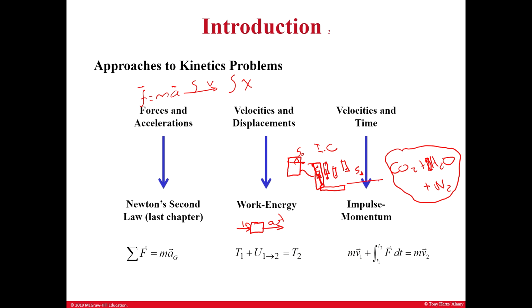Okay. Now, the velocity and time, because you're going to move this car forward or backwards, and that takes time, so there's going to be a velocity. The amount of mass of this car is now a problem of the impulse and momentum.